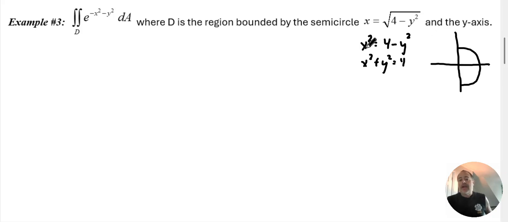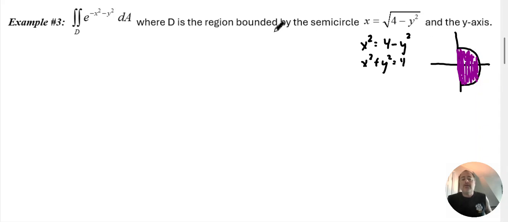So I went ahead and got a formula of x squared plus y squared equals 4 by squaring both sides. So we know that this is actually a circle, and it's also going to be on the y-axis. So we're really just looking at this region right here. So there's a couple ways you can set this problem up. I'm going to probably do what I think is the easiest and most direct way to do it.